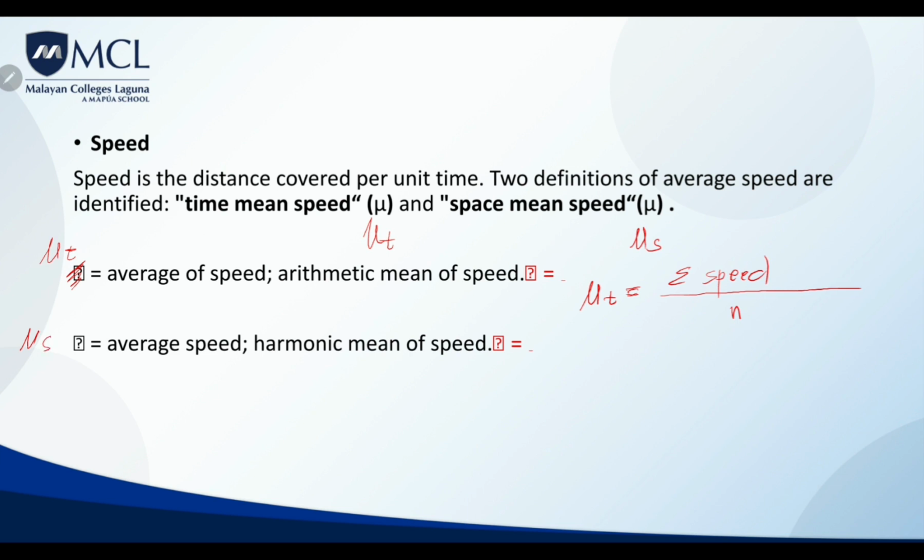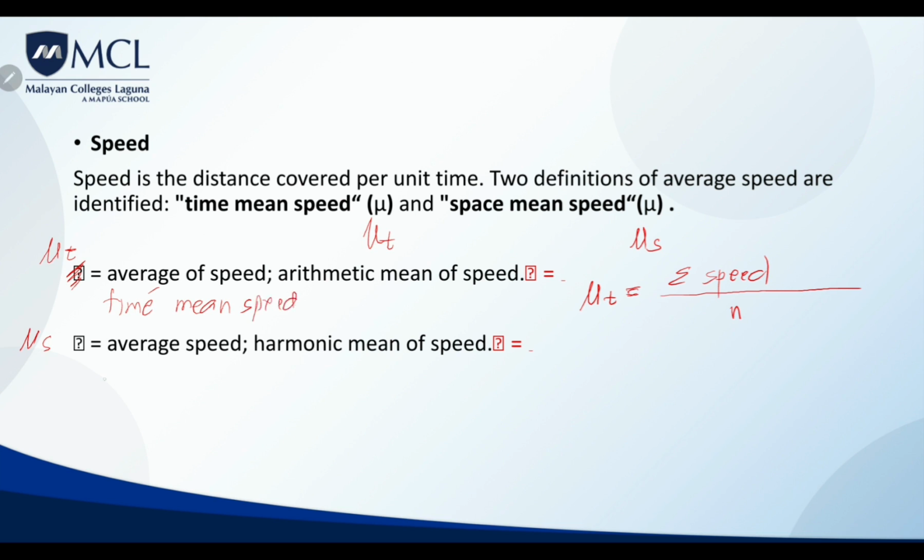And for mu sub s, also known as the average speed or the harmonic mean of speed, or the space mean speed, don't forget that main definition of the two.